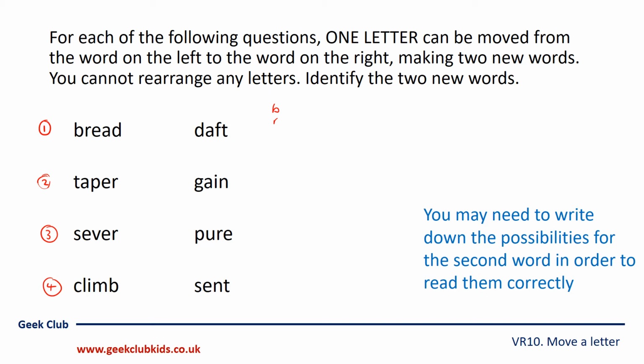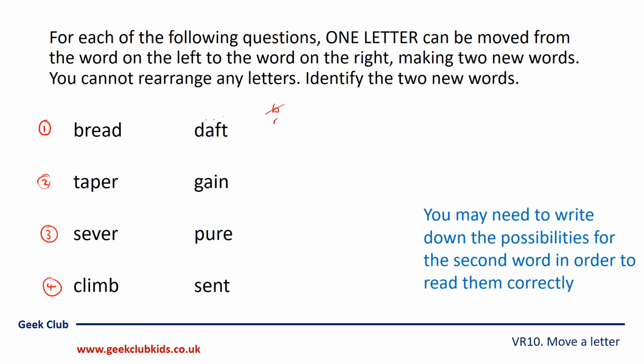So let's try adding the B first. If we add the B in different places in daft, we could get bedaft or debaft or dabft or daftbe or daftb. Okay, none of those are words, so B can't be the right answer.